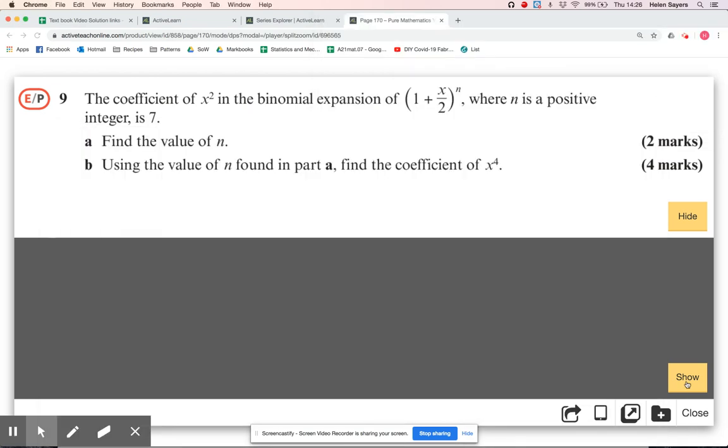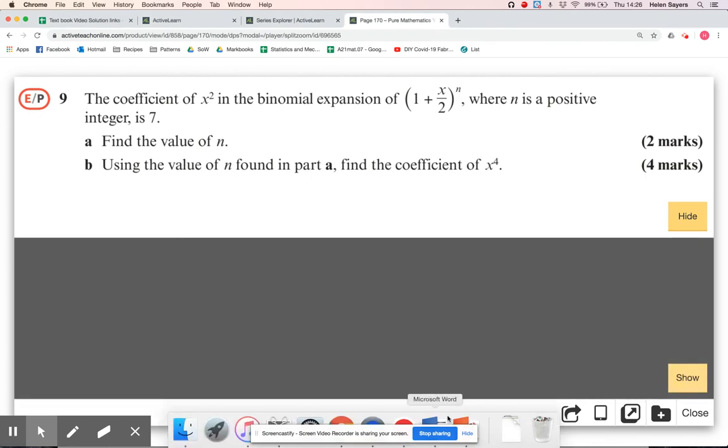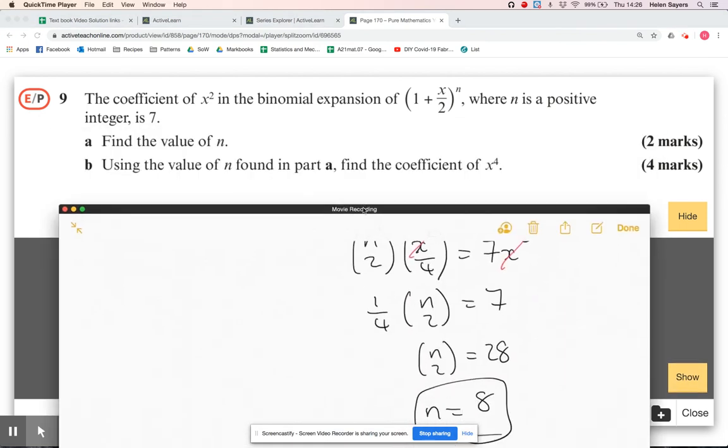I'd be interested to see if they have a method actually. No, they don't really. Okay. So now we know that n is 8.